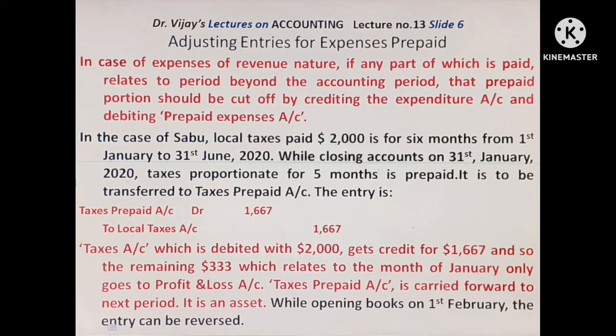It is an asset. While opening the books on 1st February, the adjusting entry which is done will be reversed. That is, it will become local tax account debit to taxes prepaid 1,667. As a result, in the local tax account of the subsequent period, the taxes which are already paid in the previous period will get debited.